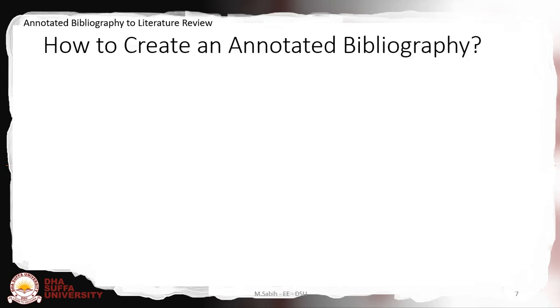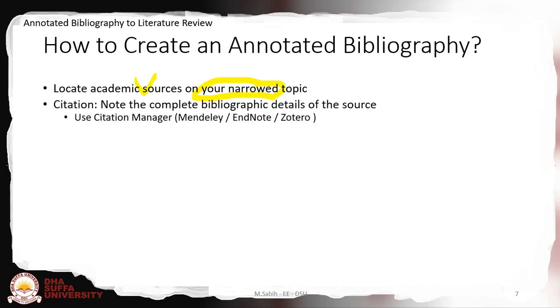So how to create an annotated bibliography? We first locate the academic sources on your narrowed topic. This is very important because a lot of literature is available. You don't need to take any of them. You have to be very careful, narrow down to your topic and find the very appropriate sources. And then it's better to use citation managers. On databases nowadays, you can export citations directly from the downloading page. So a citation manager is good to manage all your stuff for a topic.